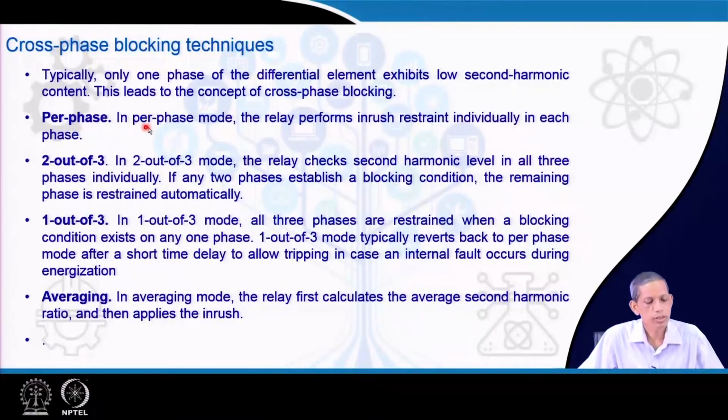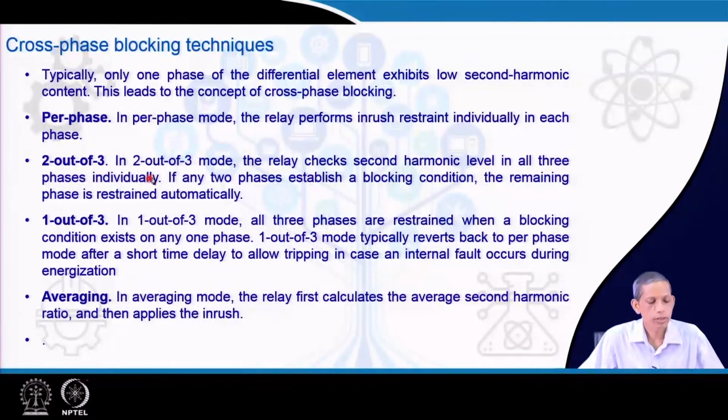In per phase mode, the relay performs inrush restraint on each individual phase and then blocks accordingly. But what will happen in this case is that one of the phases will not have the restraint. So the relay may maloperate in that situation also.